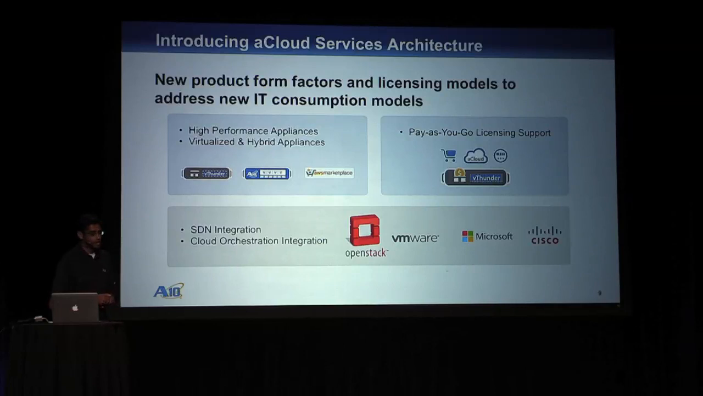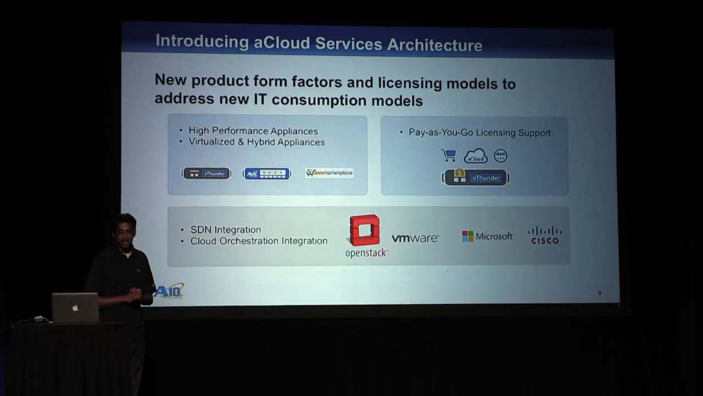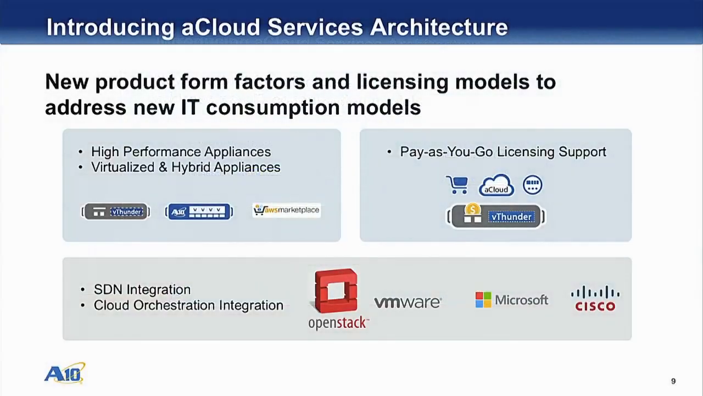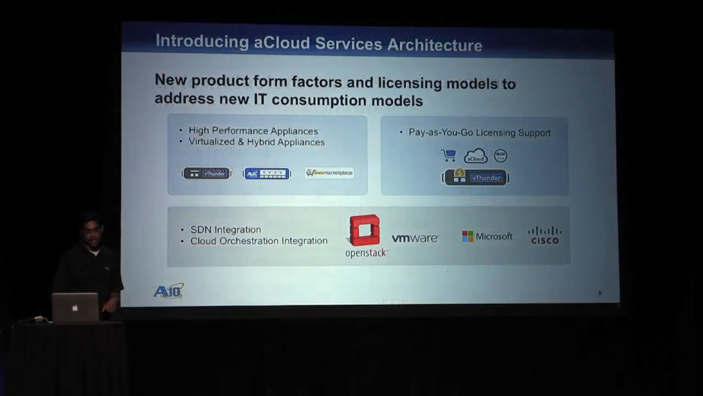So the A10 Cloud Services Architecture, we took all of these design precepts to the table and created the A10 Cloud Services Architecture. This is something that we launched earlier this year. It's a portfolio of products and solutions that provides our customers with the cloud offerings, the L4 to L7 services necessary in a private or a public cloud infrastructure. And these are based on our hardware and virtual appliances. They are based on a pay-as-you-go model to reduce the total cost of ownership. And we have integrations with SDN and orchestration platforms, including OpenStack. So I'm going to talk about the OpenStack integration in a bit.